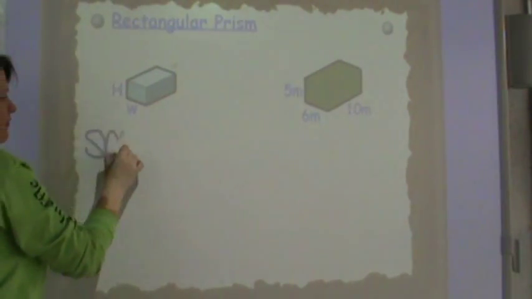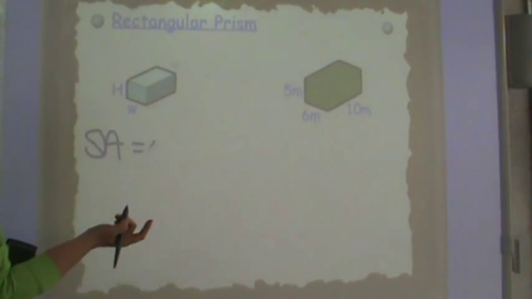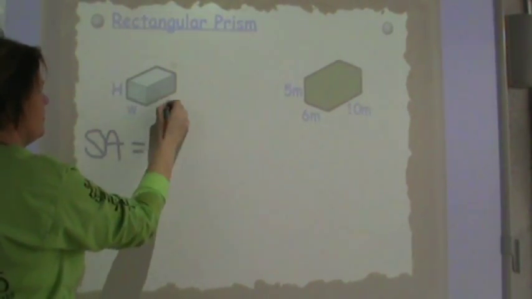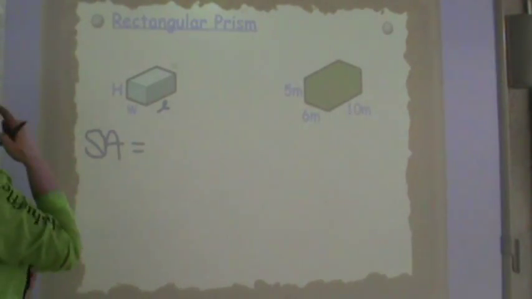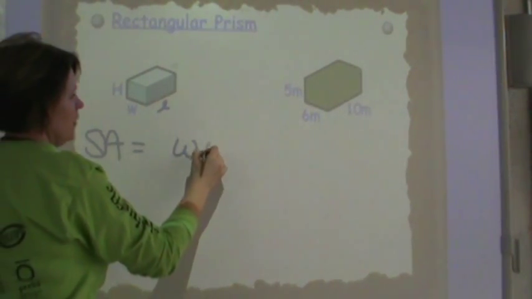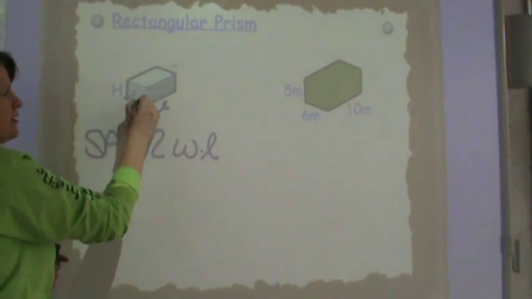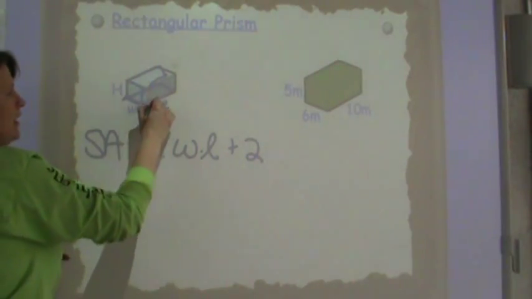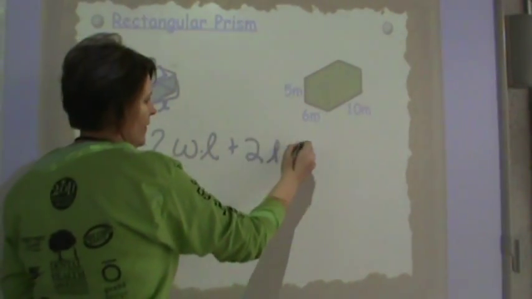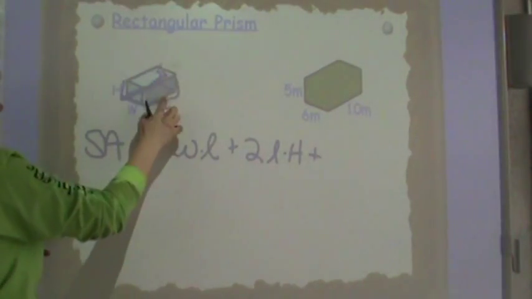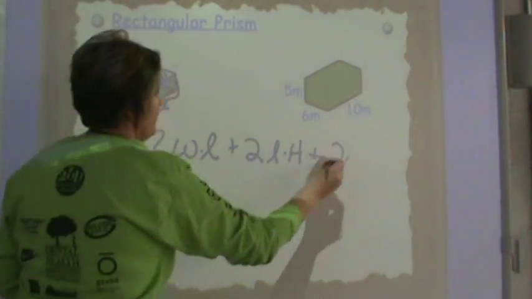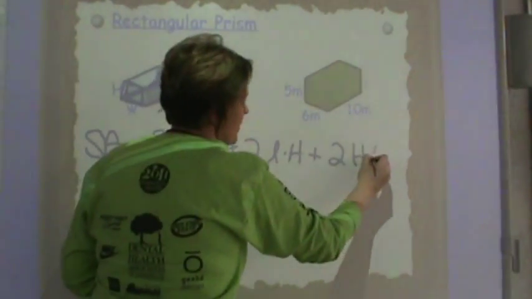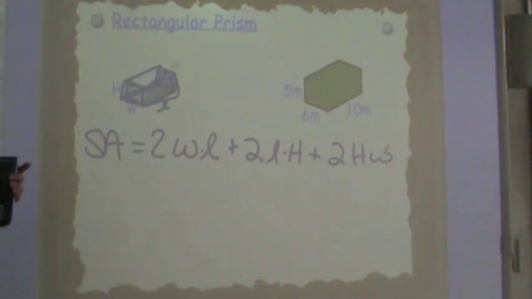Rectangular prism. Basically, we have 6 rectangles. We need to add them all together. Oops, one of my letters disappeared here. We'll call that L. Two of our rectangles are width times length. That would be like the bottom and the top. Two of them are length times height. That would be like that side and that side. And then two of them would be height times width. That would be this front one and that back one. It doesn't matter what order they're in. Just get all 6 rectangles and add them together.